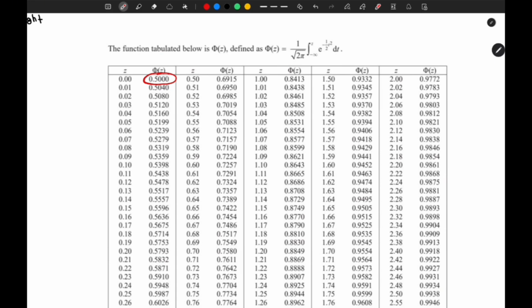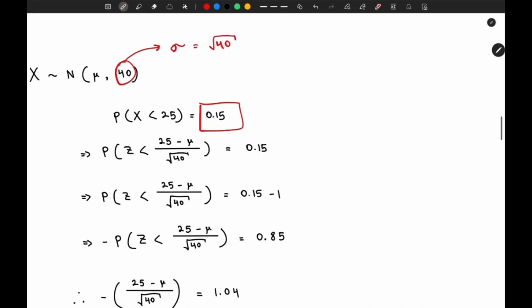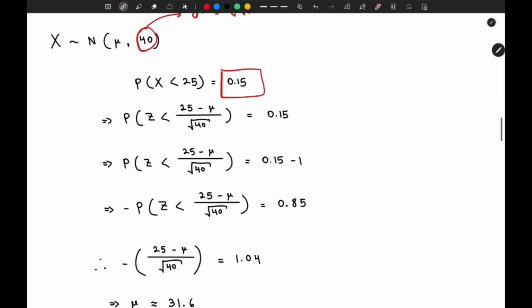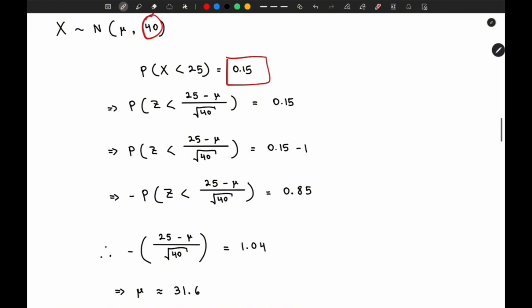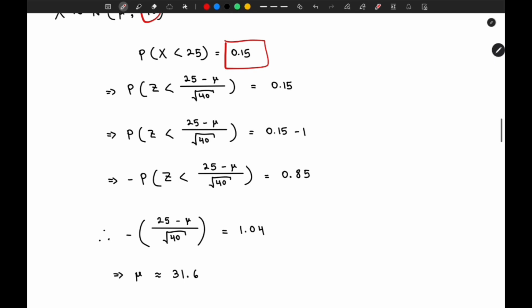So if your probability is less than 0.5, that's a huge problem for you. Let me show you how to overcome that problem. Keep in mind these steps. The first thing that you need to do is subtract 1 from it. Subtracting 1 from it will give you negative 0.85.